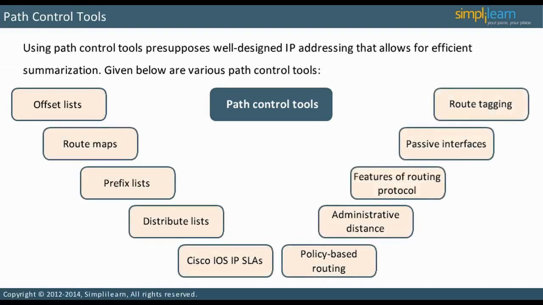We have already discussed administrative distance and passive interfaces and how they influence routing. There are particular features of routing protocols that affect routing as well. For example, the ability of EIGRP to summarize at any interface. Another example is using multi-area OSPF to separate one routing domain into various types of areas, which affects the routes exchanged. Various path control tools are listed on the slide.